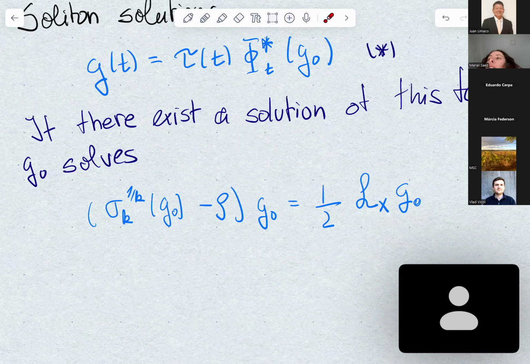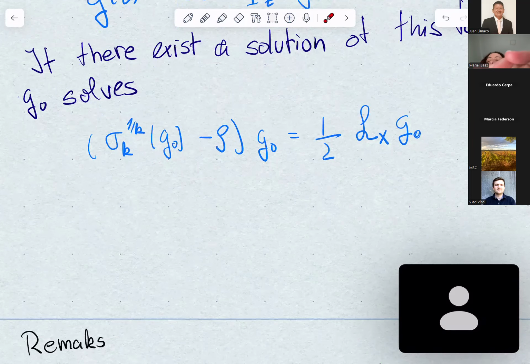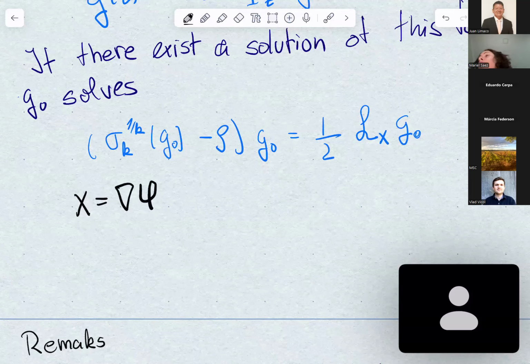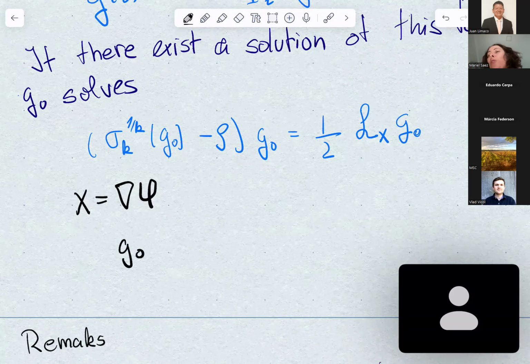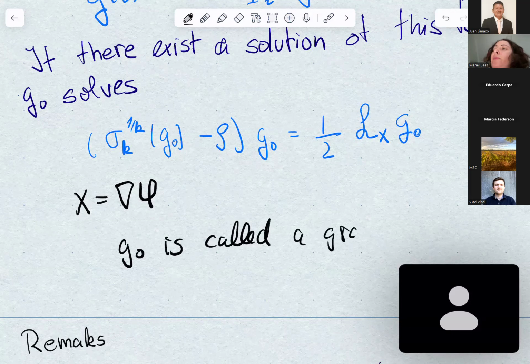And we're gonna look at soliton solutions. This X here actually is not gonna be, in general, a general vector field, but for us, X is gonna be the gradient of some function phi that we need to find. It's part of the things that we need to find a soliton. What is the correct phi? So when you have that composition, that X is the gradient of something, then G0 is called a gradient soliton. So we're gonna look at gradient solitons.